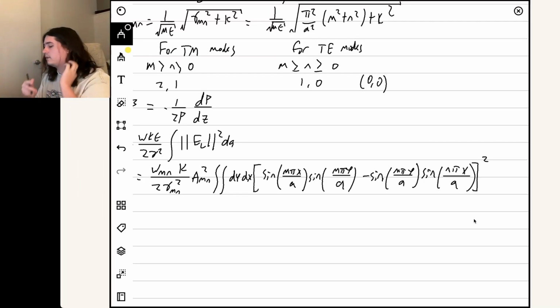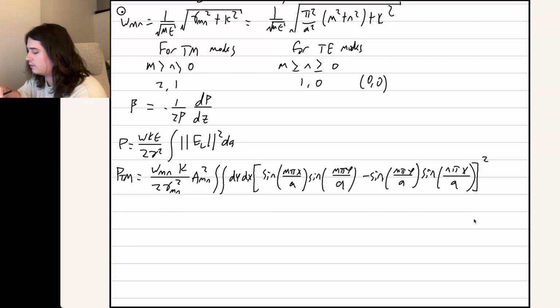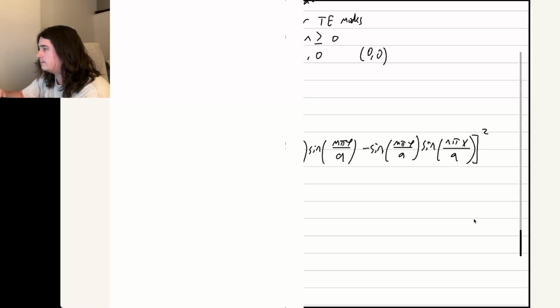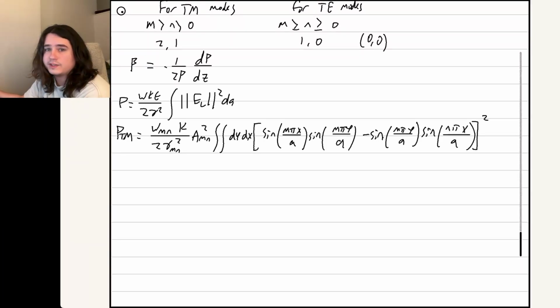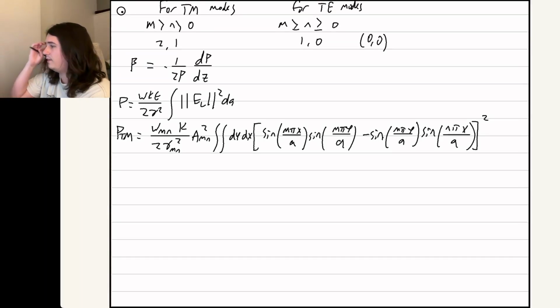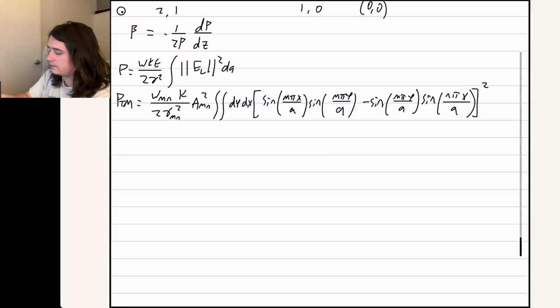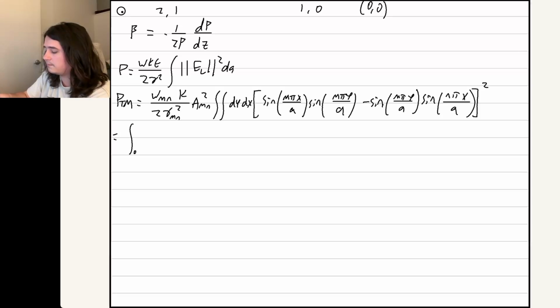And notice I got rid of the factor of e because both of them had an i on it, so the square modulus will just go to 1. So we need to square this. We're getting a little bit into the weeds now. Splitting this into several integrals, one of them is just sine squared of m pi x over a, and then the integral from 0 to a of dy sine squared n pi y over a.